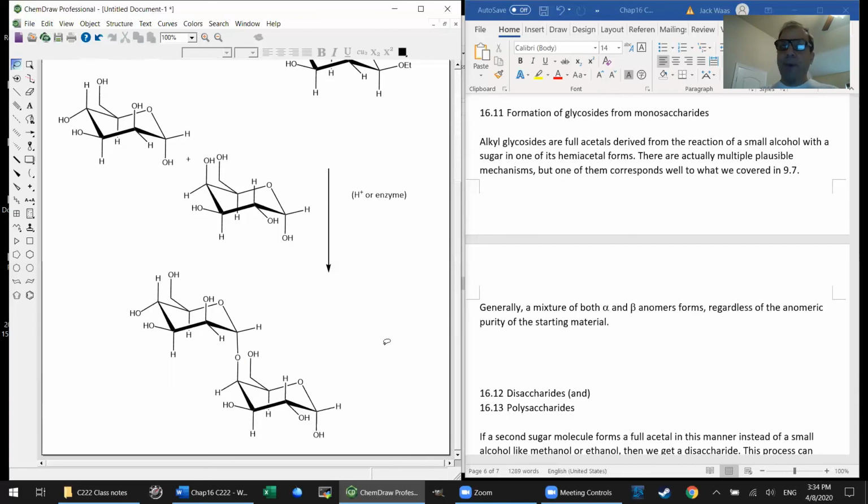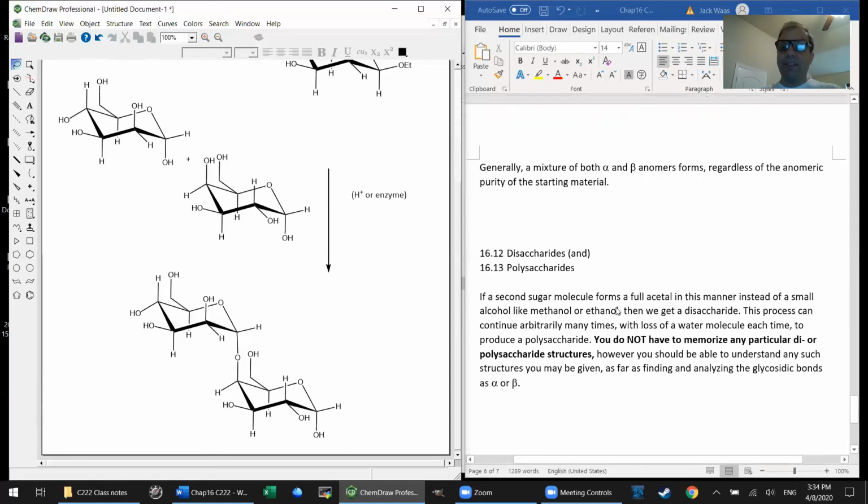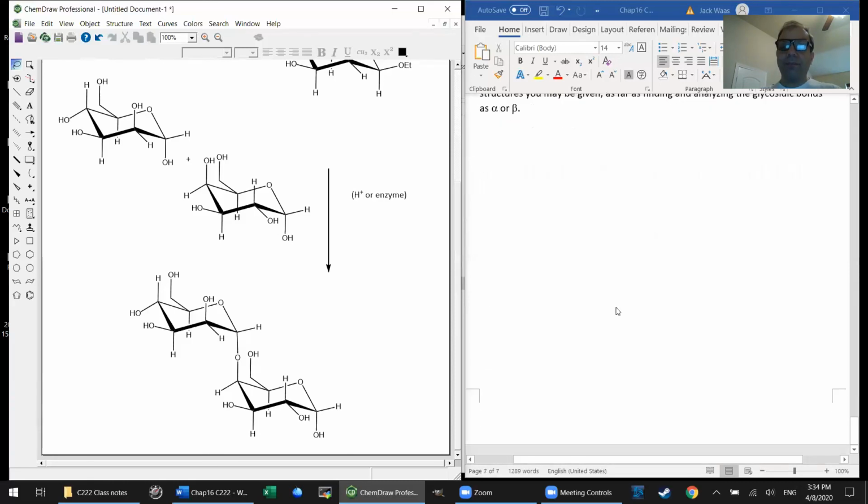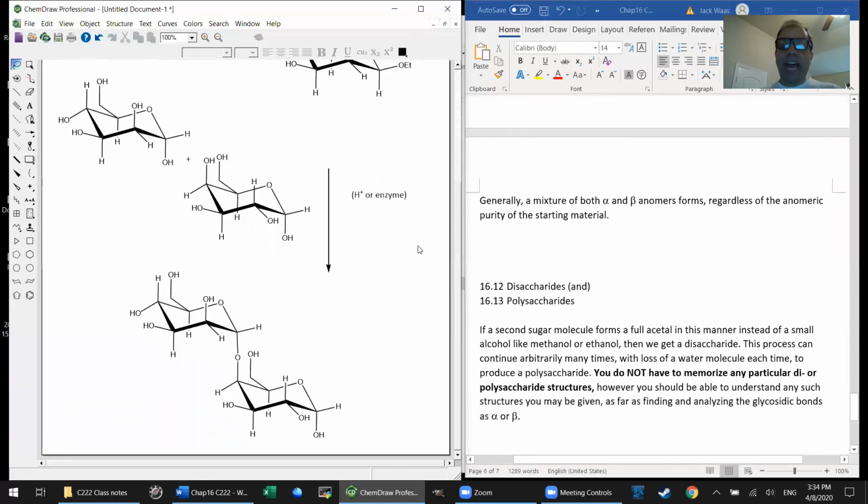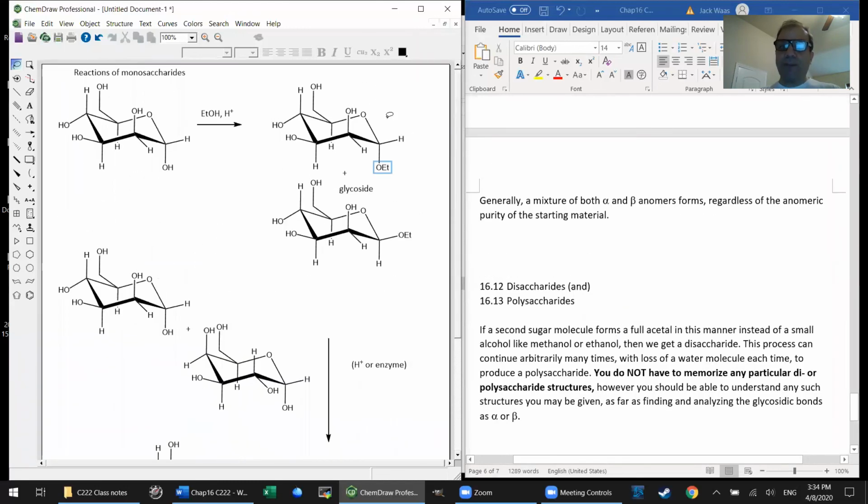And again, both the stitching together of polysaccharides and the breakdown of polysaccharides are done enzymatically. And so there are enzymes in living systems that do that for us. Good. And with that, I think we're pretty much done with chapter 16.